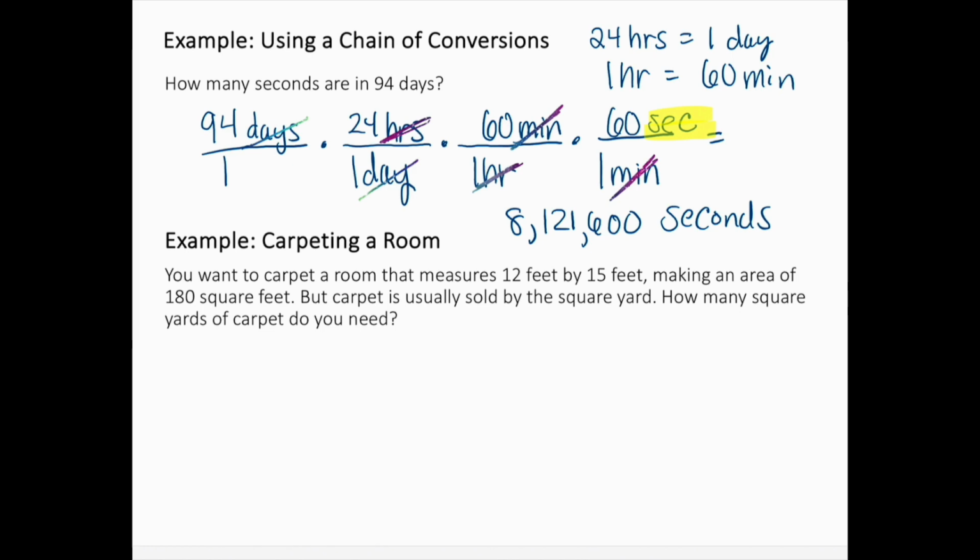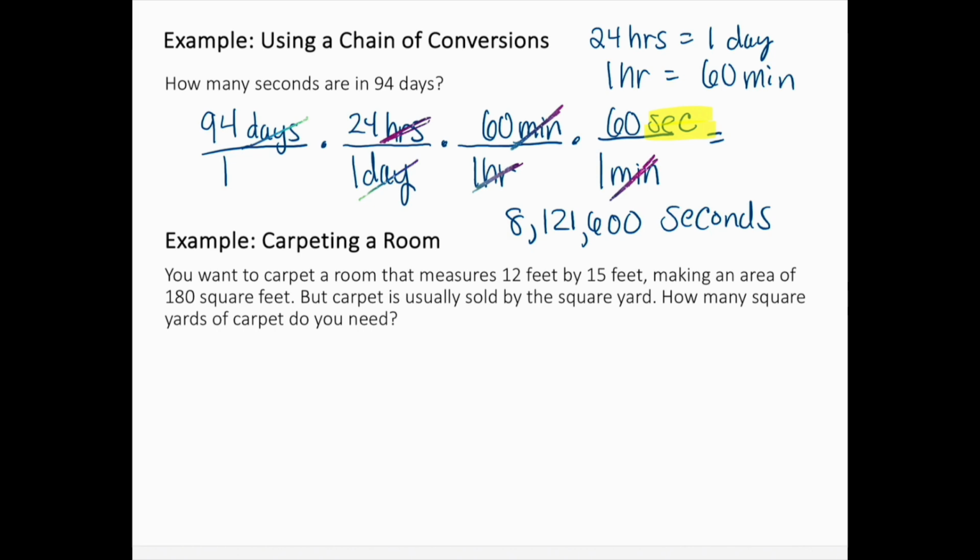So you want to think of this when you're doing a chain of conversions. You want to think of it like a puzzle. You want to rearrange your conversion factors in a way that everything that you don't want cancels and what you do want doesn't cancel. So now in this example here, it says example carpeting a room.